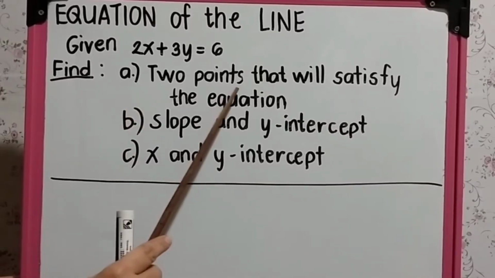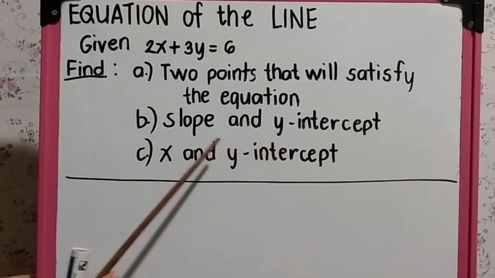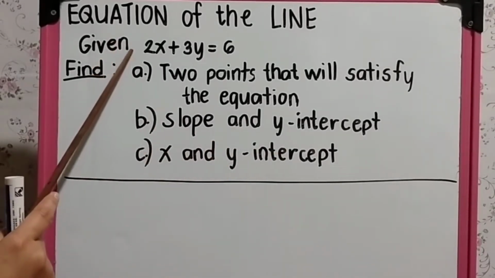How to find 2 points that will satisfy the equation, how to determine the slope and the y-intercept given the standard form of a linear equation.